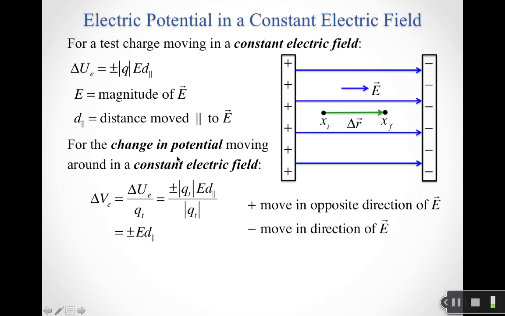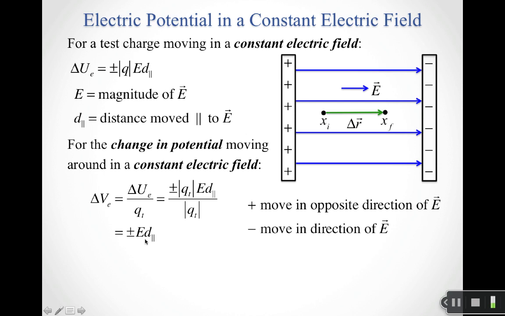How do I calculate the change in potential when I move around in my constant electric field? I'm going to take my change in potential energy expression and divide out that test charge. Here we labeled it Q, here we're labeling it Q_T, but it's the same thing. It's just whatever charge you choose to put in this field. And so when I divide out the impact of that test charge, I'm left with the change in electric potential is equal to plus or minus E d.